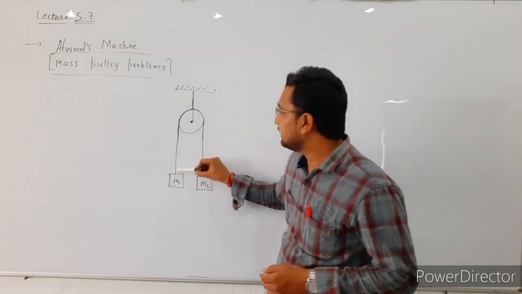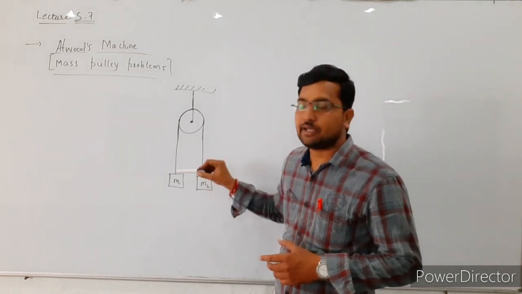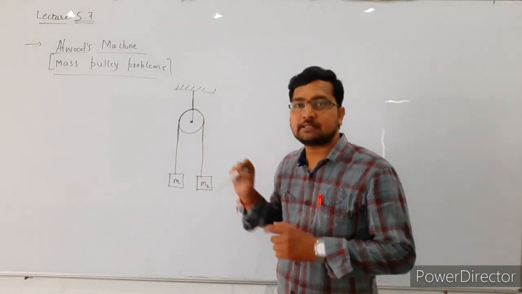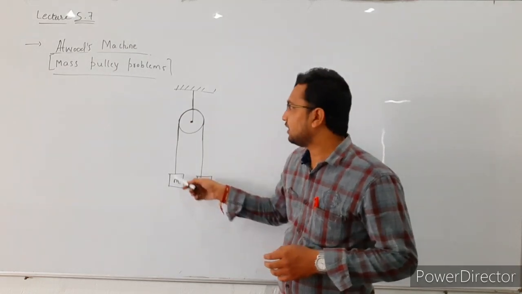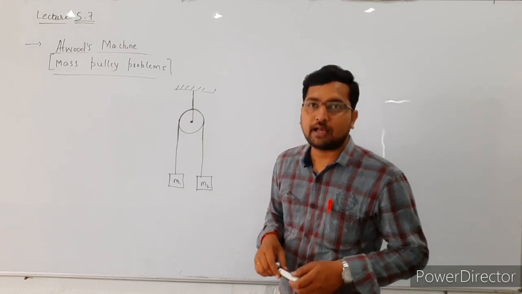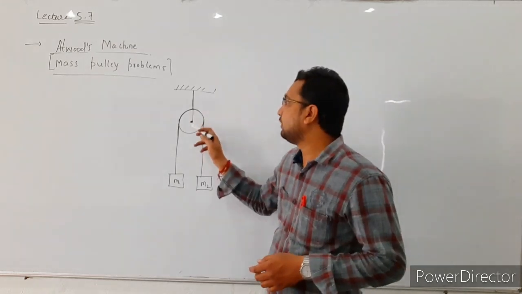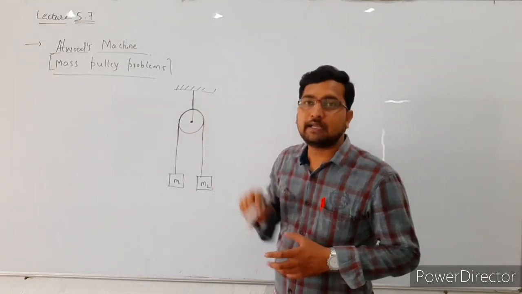This light string is passing over a frictionless pulley. Since the pulley is frictionless, the tension inside the string at every point is the same. After that, this frictionless pulley is fixed to the ceiling or to a rigid support.